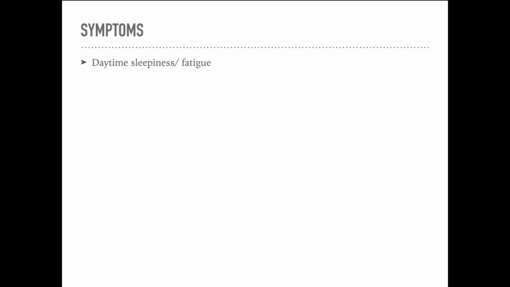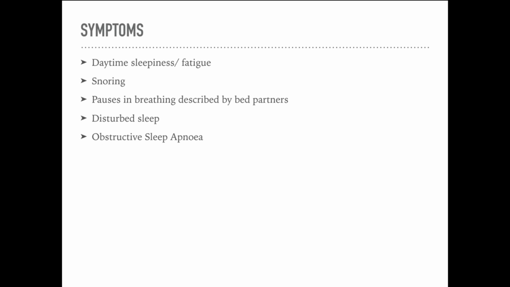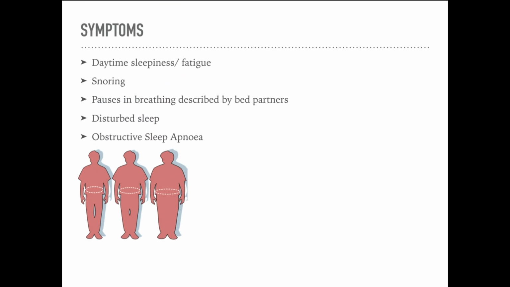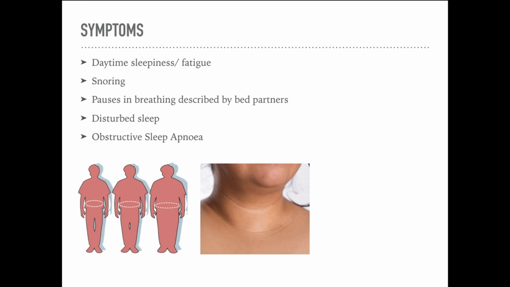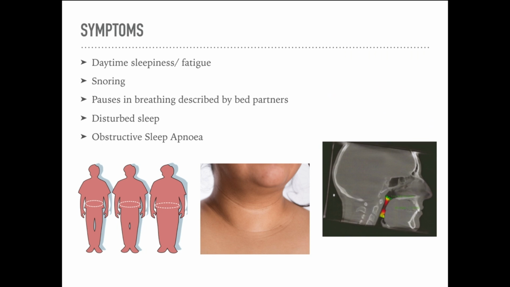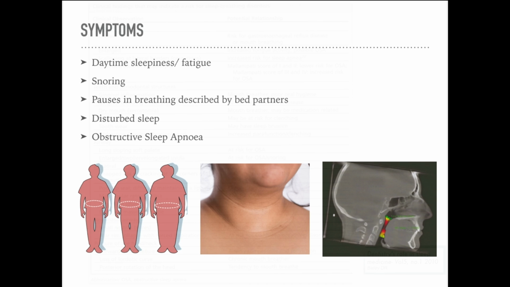Symptoms can also include, but are not limited to, snoring, pauses in breathing described by bed partners, disturbed sleep, and obstructive sleep apnea, which carries many other health consequences, including an increased risk of death. Although these conditions are multifactorial, there are some common associations with weight, neck size, for example, as well as family history and bony and soft tissue structures of the face.